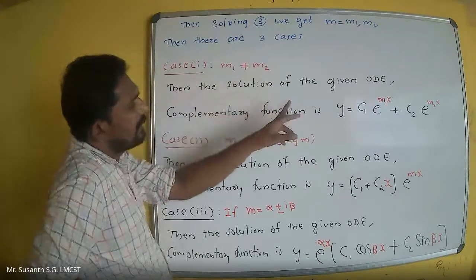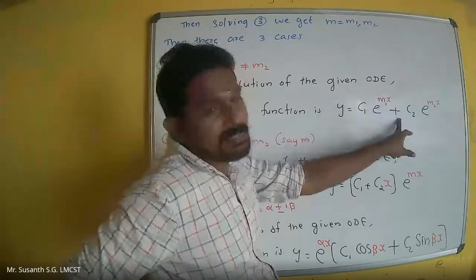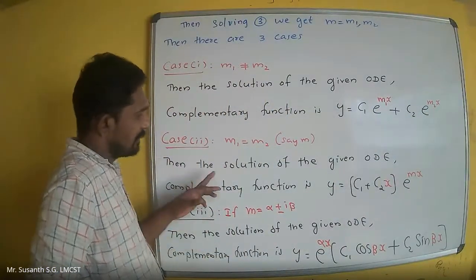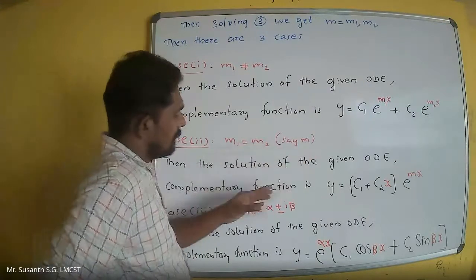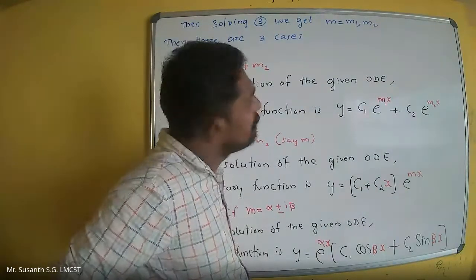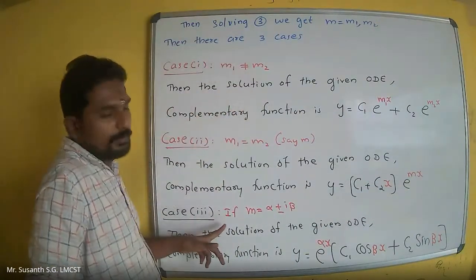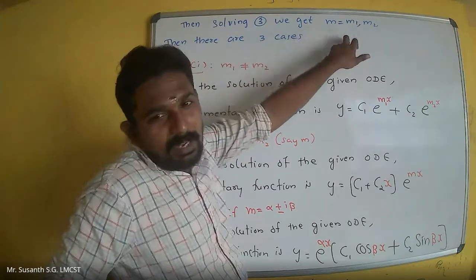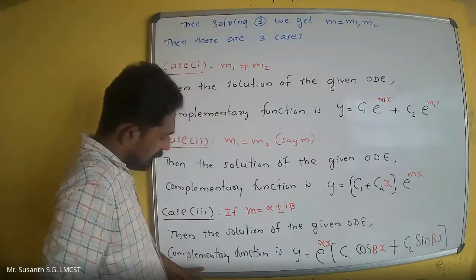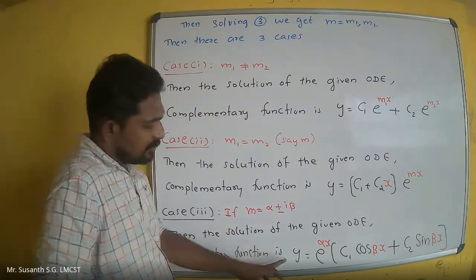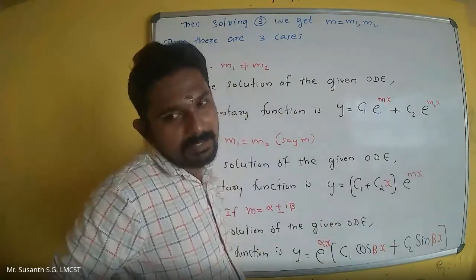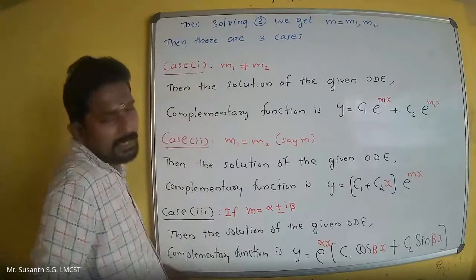If m1 m2 are distinct, then y is equal to c1 into e raised to m1x plus c2 into e raised to m2x is the complementary function of the solution. If m1 and m2 are same, then the solution is y is equal to c1 plus c2x into e raised to mx. If the solution of the auxiliary equation is of the form alpha plus or minus i beta, then the solution of the given ordinary differential equation is y is equal to e raised to alpha x into c1 cos beta x plus c2 sin beta x. These are the three main cases.